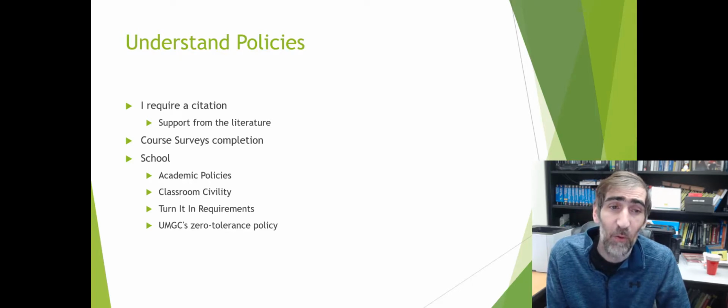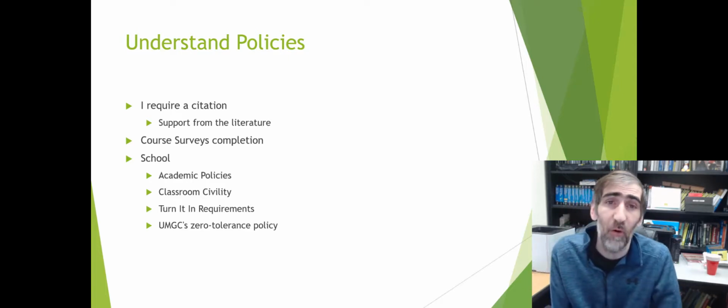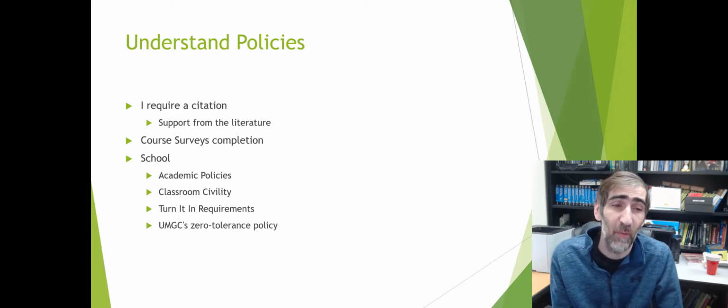We're going to end the course with a course survey completion, so at the end of the course you need to complete that survey. There are also 4 big policies from the school that you need to be aware of. Academic policy: the big thing there is no cheating, do your own work, participate. Classroom civility: again, be respectful of your peers.